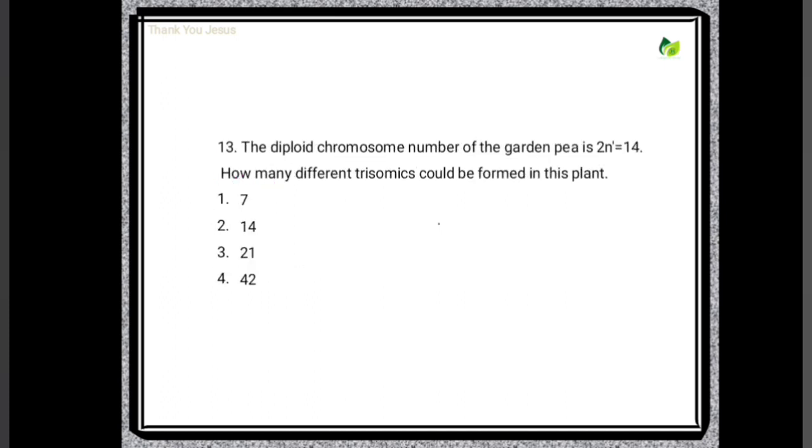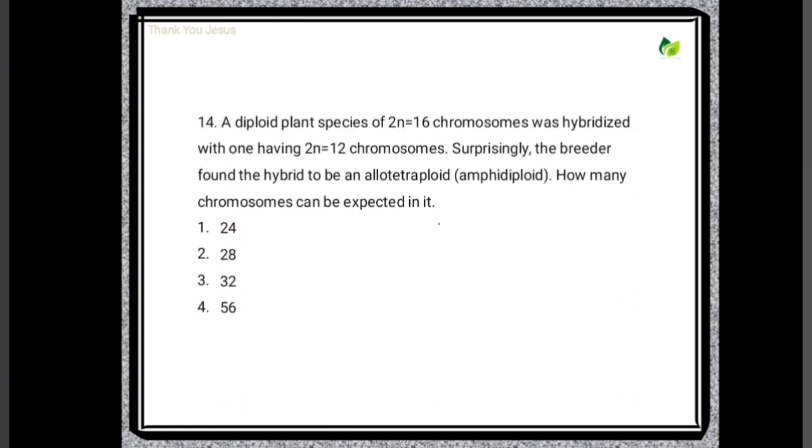The diploid chromosome number of the garden pea is 2n equals 14. How many different trisomics could be formed in this plant? Correct option is 14. Let's see the next question.